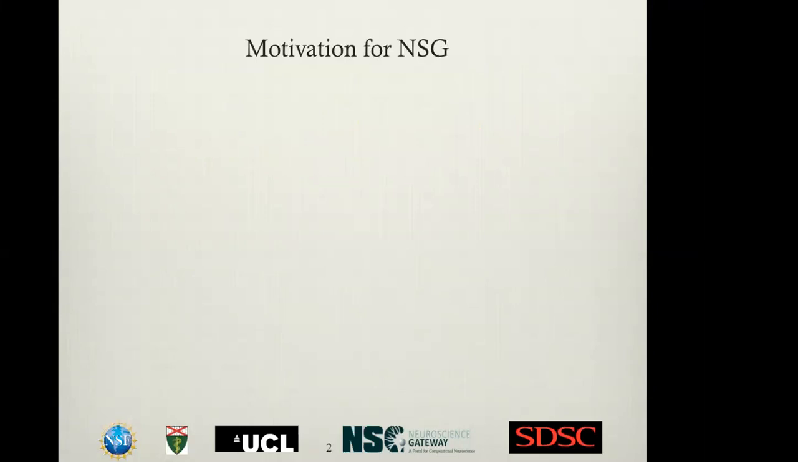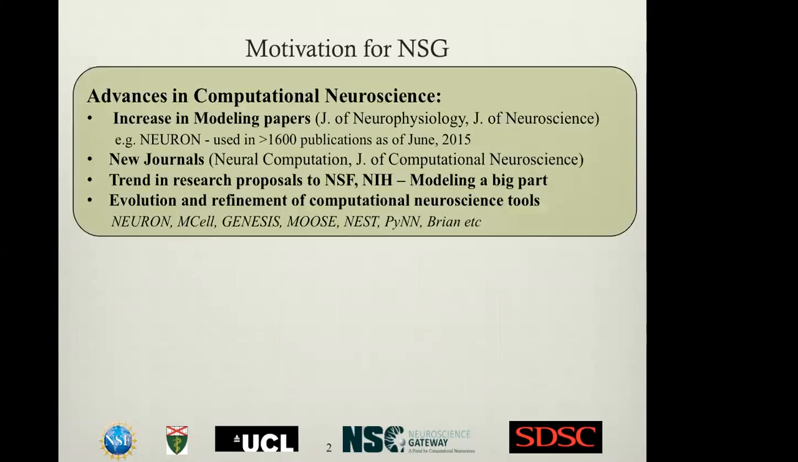So I just want to briefly mention the motivation for starting NSG. As most of you already probably know, there has been an increase in the simulation and modeling component in neuroscience research, and that's evident from the increase in modeling papers and new journals for computational neuroscience, and even in research proposals to NSF and NIH, modeling now plays a very big part. And there's been a growth in the development of complex network models and parameter sweeps that require computational resources beyond what can be offered by a laptop or desktop. There's also been development of new computational neuroscience tools, which can be run on parallel resources, some through MPI, some on threaded.